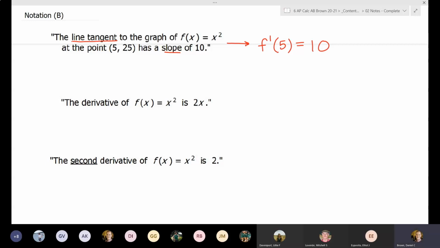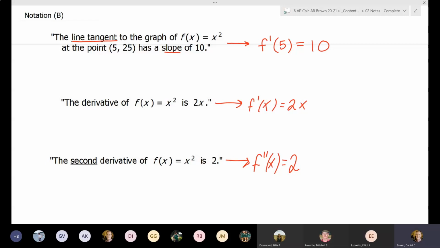For this second statement, instead of saying the derivative of f of x equals x squared is 2x, we can just shorten that and say f prime of x is equal to 2x. Likewise, if I want to say what the second derivative is, instead of saying a full sentence, we can just say f double prime is equal to 2x.